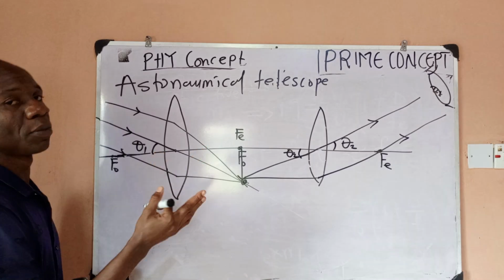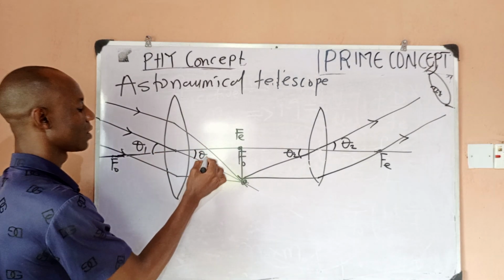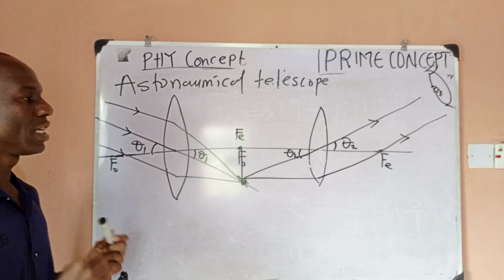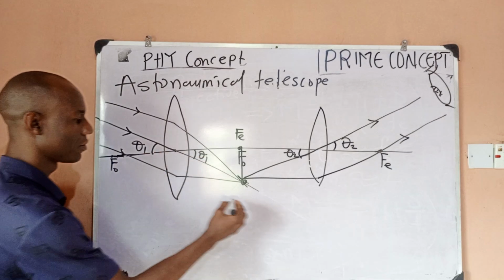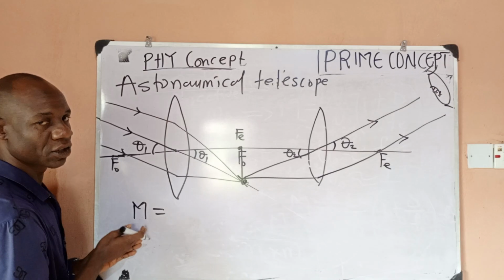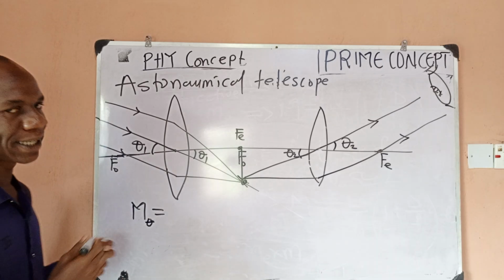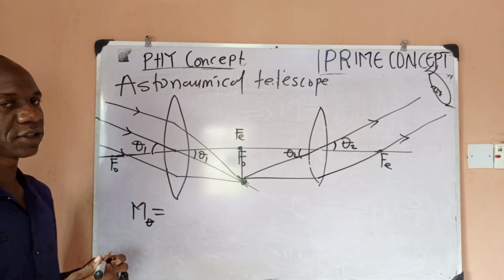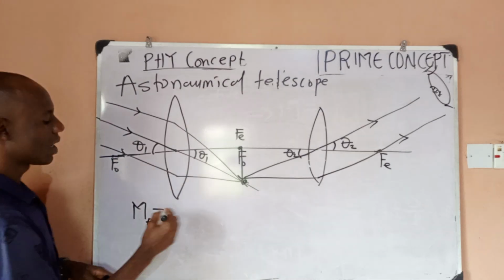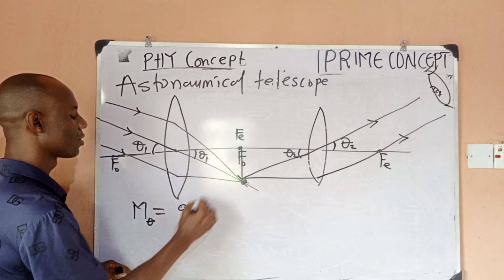But we can understand from simple geometry that if this is theta 2, this is also what? Theta 2. Vertically opposite angles are equal. If this is theta 1, this place is also what? Theta 1. Vertically opposite angles are equal. Now, what is the magnification for our telescope? The magnification for our telescope is actually what we call angular magnification, not linear magnification, because we are dealing with angles, right?